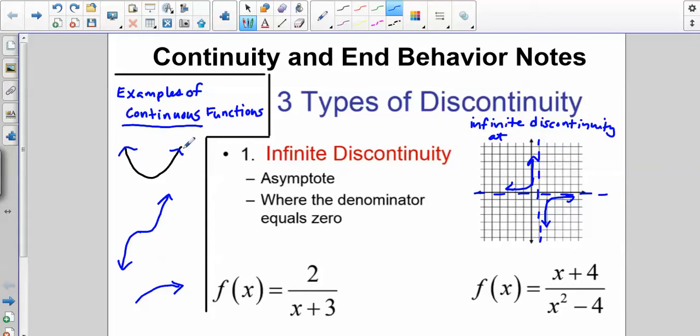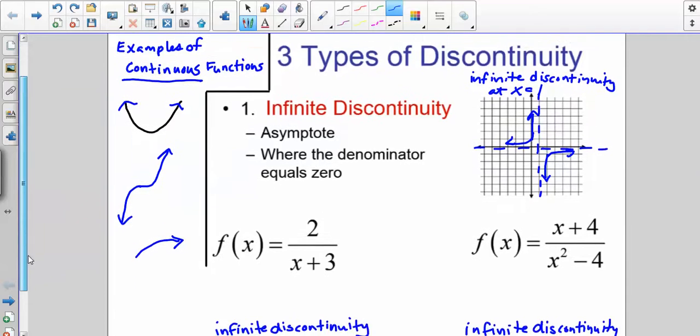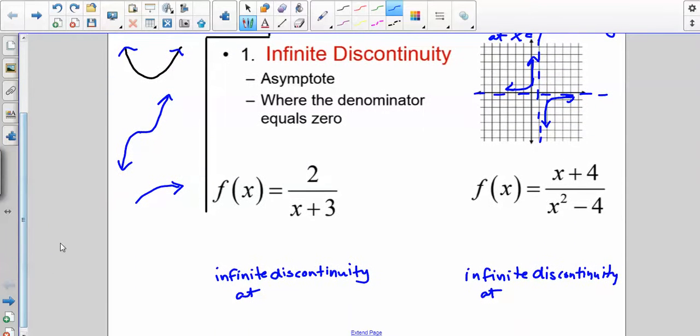But we have some types of discontinuous functions. The first one has infinite discontinuity, and that's when you have a vertical asymptote. So if you see your vertical asymptote here at x equals 1, that's going to give us infinite discontinuity at x equals 1. And if you're just looking at the function without the graph, you want to see where would the denominator be 0, because that's what would create your asymptote. So if I wrote x plus 3 equals 0, and I get x equals negative 3, that means the function has infinite discontinuity at x equals negative 3.